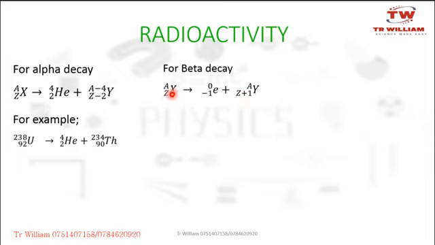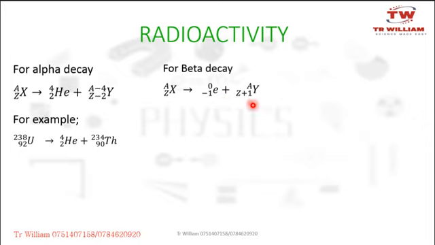In other words, when we look at the left hand side and the right hand side, they have to remain balanced. The mass number on the left hand side has to be equal to the mass number on the right hand side. The total atomic number on the left hand side should be equal to the total atomic number on the right hand side. What we had earlier and what we have now should give us the same answer.